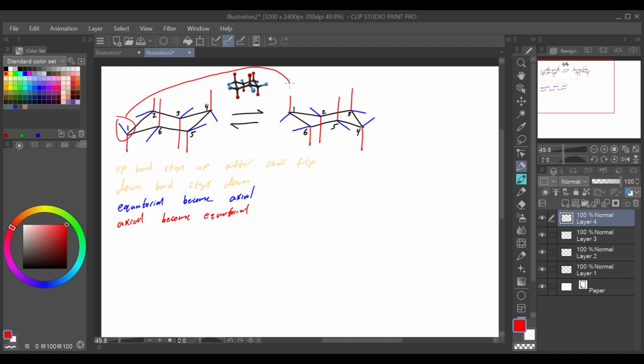My God, students draw me stuff like, oh, the axial up now becomes the equatorial down. You cannot go from an up bond to a down bond. If you rotate your 3D model, you see exactly what I'm talking about.